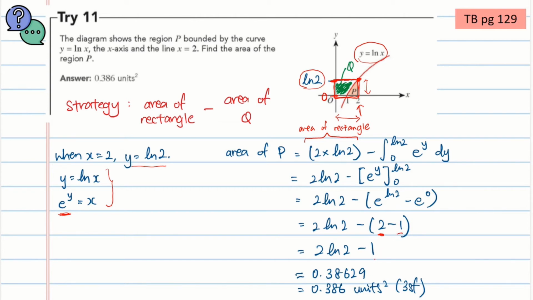Okay, you may want to leave your answer exact if the question asks for it. Otherwise, leaving it to 3 significant figures and not forgetting the units is also acceptable. Right? This is a very interesting question. I hope that you appreciate this strategy in solving to find the area of a region when you are given the curve equation to be in terms of a logarithmic function.